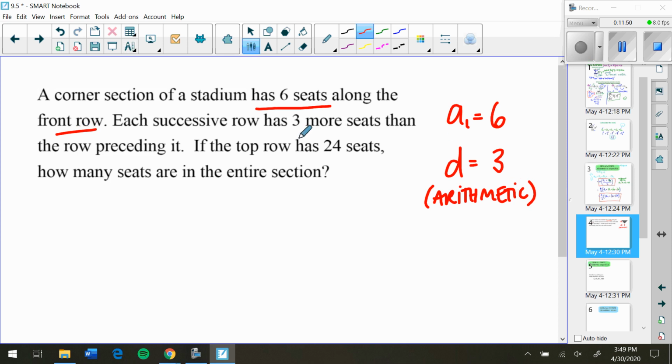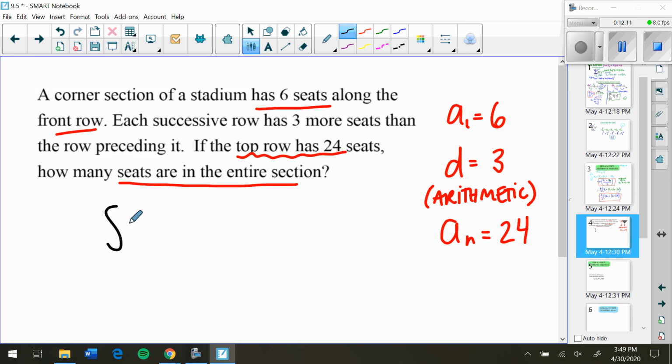And we are told the top row has 24 seats. So that's some unknown term, but I do know that it has 24 seats. We need then to find the number of seats in the entire section. All right, so I am summing up an arithmetic sequence, specifically one that is finite because it starts and stops. So I know that the sum is equal to n over 2 times a1 plus an.